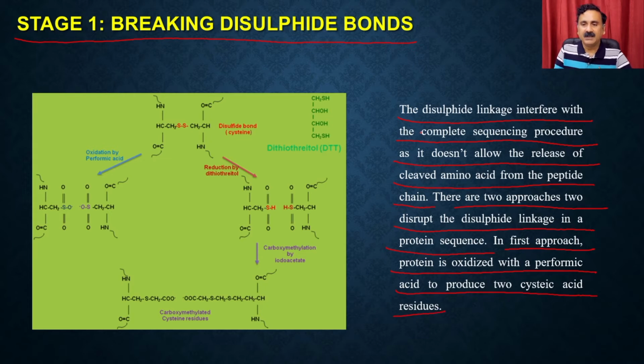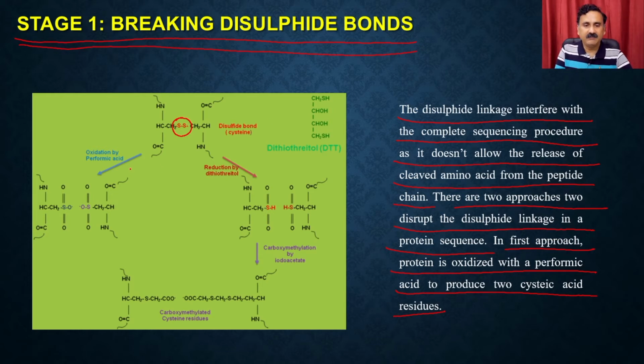So why is there a need to break the disulfide linkages? Because if you don't break them, even if this particular amino acid is labeled and hydrolyzed, it is not going to be released from the main chain, because it is still bound to the main chain through a disulfide linkage. That is why it is important to break the disulfide linkages.